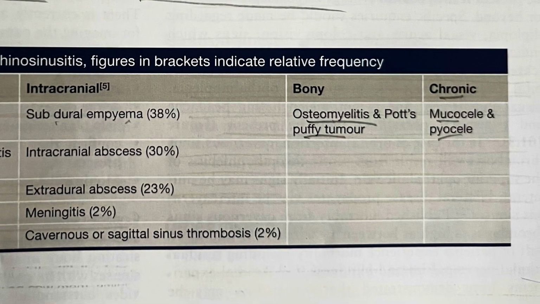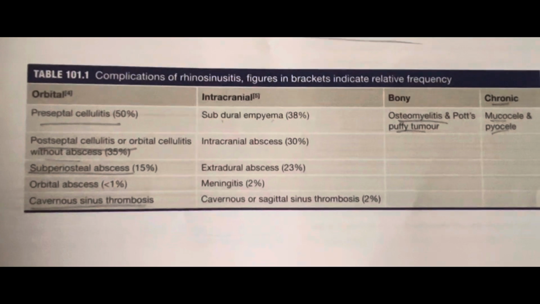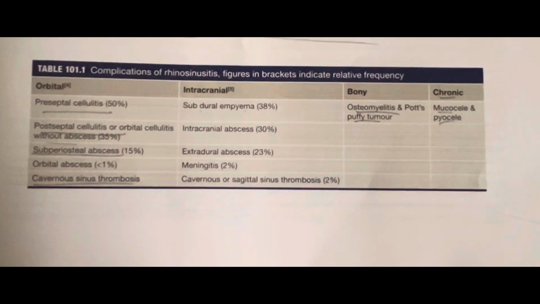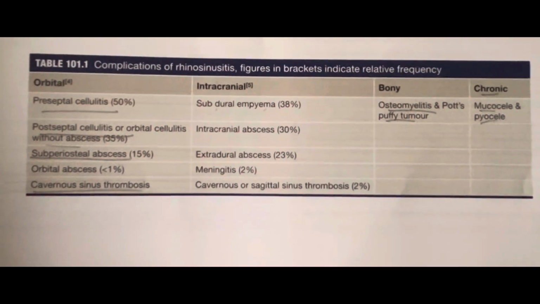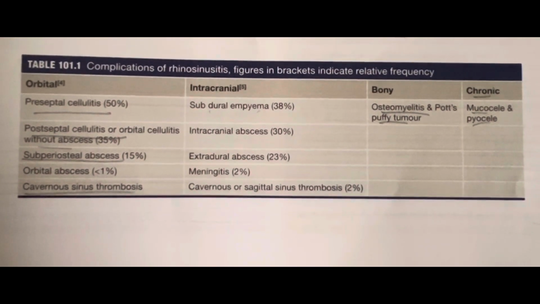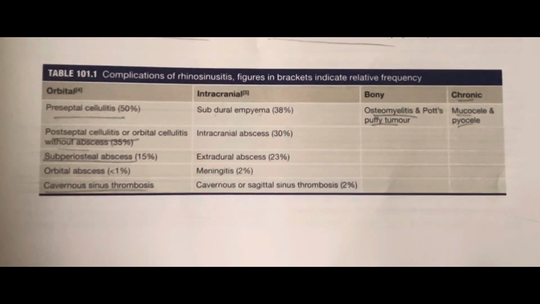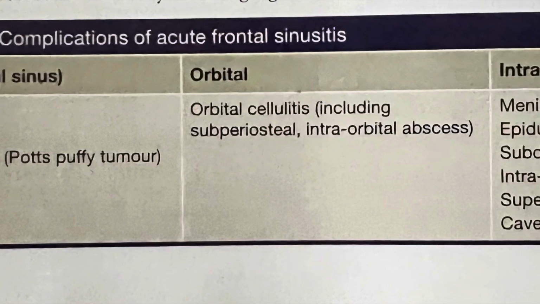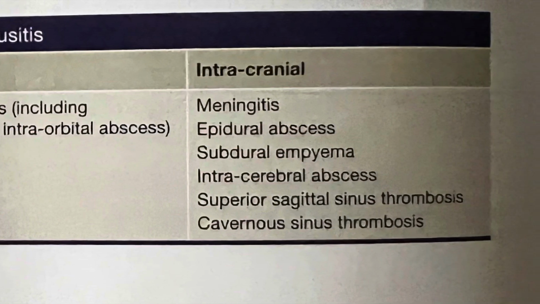So overall, complications of rhinosinusitis are divided into three categories: orbital complications, intracranial complications, and local complications. In local complications there are two parts: bony complications and chronic complications. Orbital complications are preseptal cellulitis, which is the most common, postseptal cellulitis, subperiosteal abscess, orbital abscess, and cavernous sinus thrombosis. Intracranial complications are subdural empyema, intracranial abscess, extradural abscess, meningitis, and cavernous sinus thrombosis. Bony complications are osteomyelitis, Pott's puffy tumor, and chronic complications are mucocele and pyocele. So these are the complications of acute or chronic rhinosinusitis.